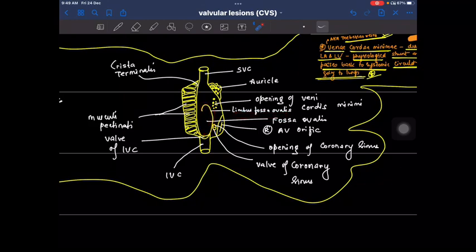All right. This is the SVC, that is the superior vena cava. This is the IVC, inferior vena cava, and this is the muscular pectinate. These things are very important. How they arise, okay, from what part: crista terminalis, sulcus terminalis. These things are very important.